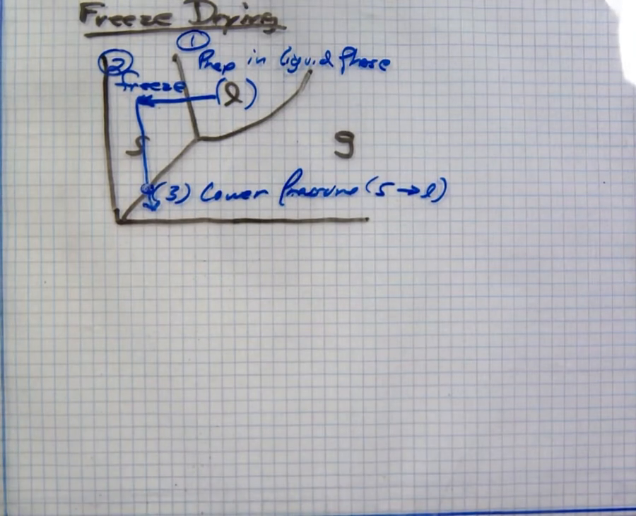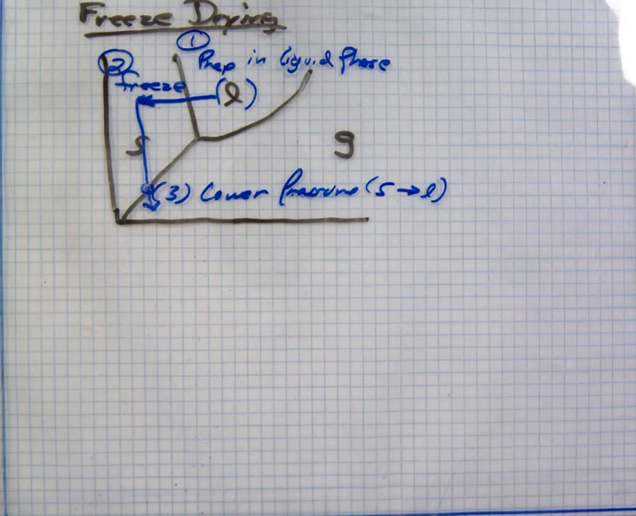Another one is a little. Anybody been to Yellowstone National Park? Anybody in here been to Yellowstone National Park? Nobody? Well, what's it famous for? Geysers, right? Yeah, most of you already know that. Okay. Well, this phase diagram will explain geysers also.